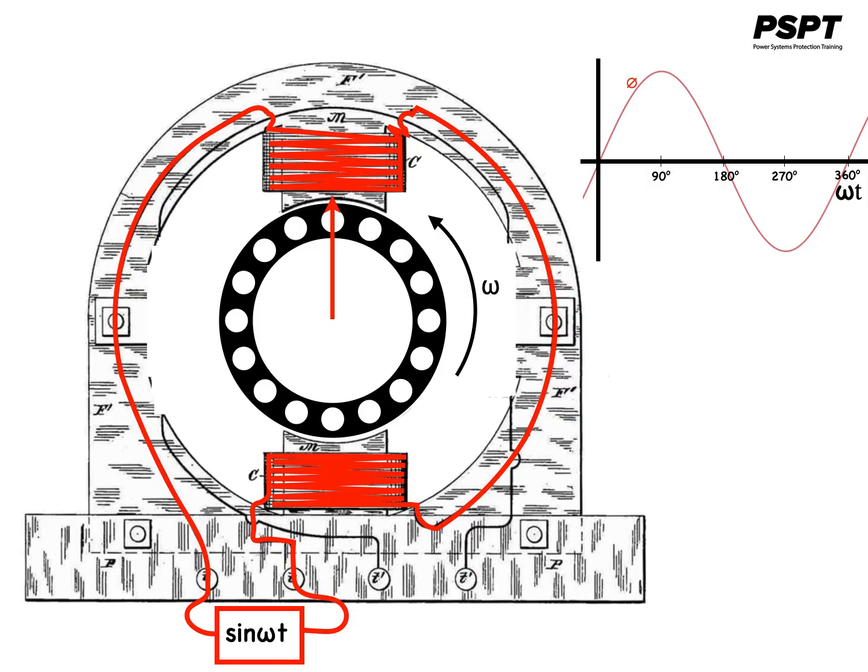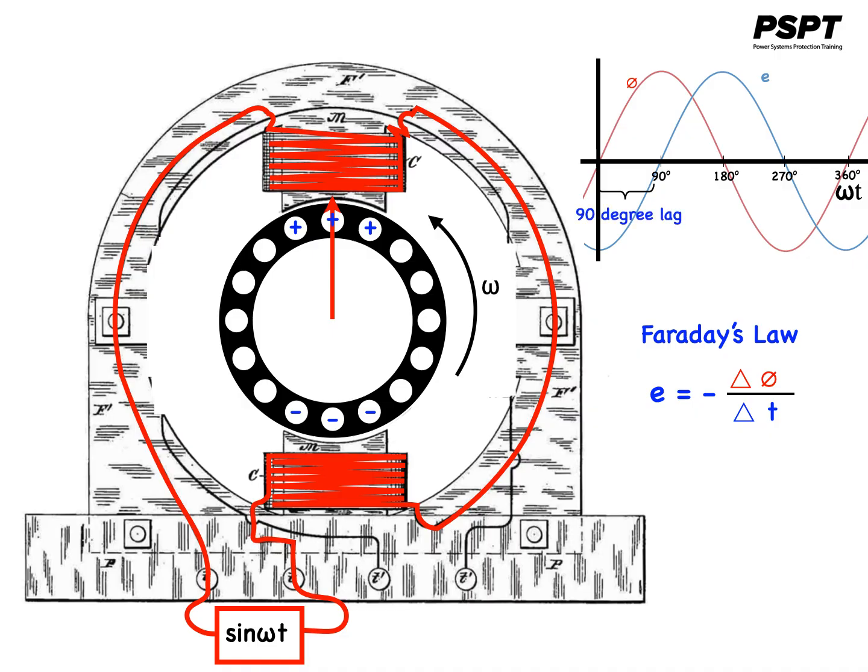We know that the induced voltage in the rotor bars is due to the motion of the bars cutting the magnetic field. That voltage is described by Faraday's law, which tells us the voltage is equal to minus the change in flux over the change in time. That means the voltage will also be sinusoidal, but it's going to be following the slope of the red curve, which means it's going to be exactly the same shape, but lagging by 90 degrees and starting out minus.